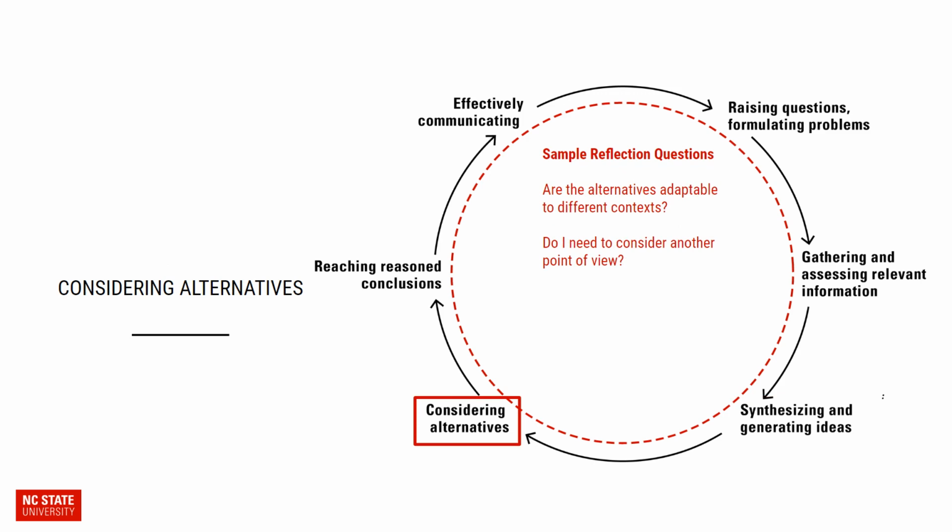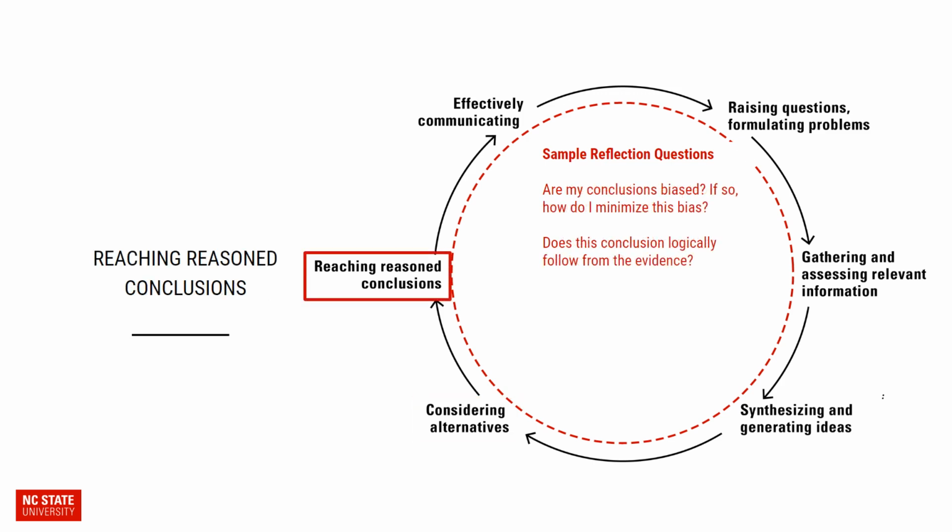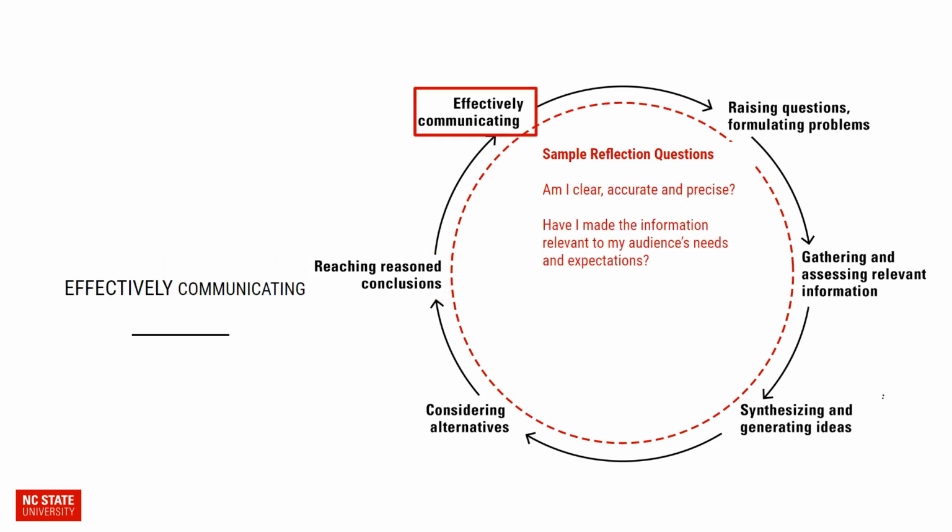In considering alternatives, are the alternatives adaptable to different contexts? Do I need to consider another point of view? When encouraging reflecting on reaching reasoned conclusions, you might ask, are my conclusions biased? If so, how do I minimize this bias? Does this conclusion logically follow from the evidence? And finally, in effectively communicating, you might encourage students to ask themselves, am I clear, accurate, and precise? Have I made the information relevant to my audience's needs and expectations?